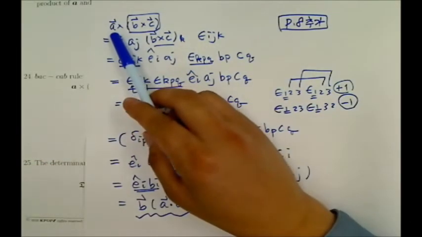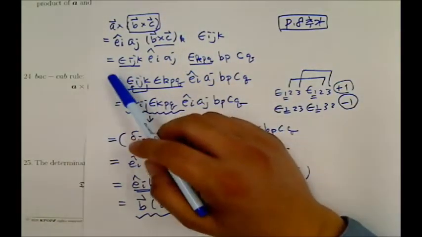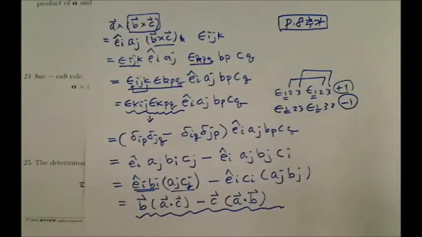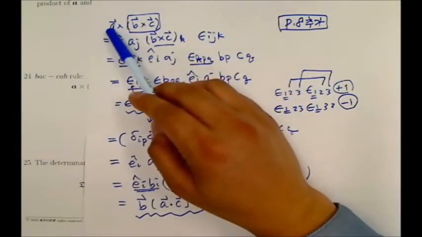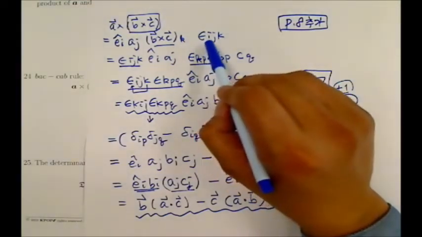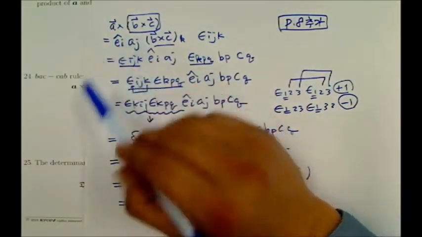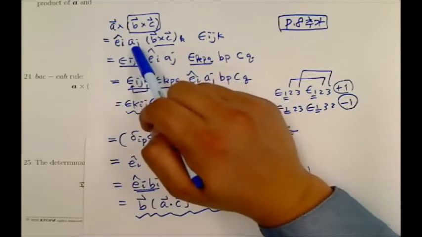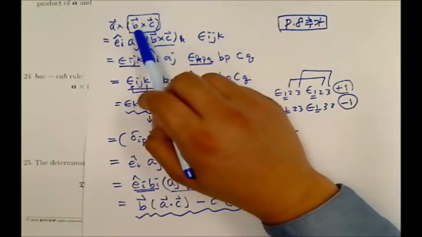I want to compute A times, open the parentheses, B cross C, close the parentheses. The first vector, A vector, we can treat as a single vector product of A vector and B cross C vector. Then this is just epsilon ijk, where i is multiplied to the unit vector e_i, and this j matches to the vector index of the first vector, and k matches to the vector index for B cross C vector.